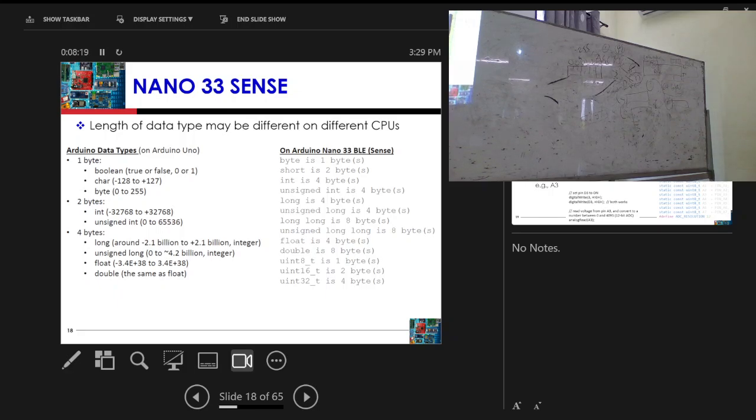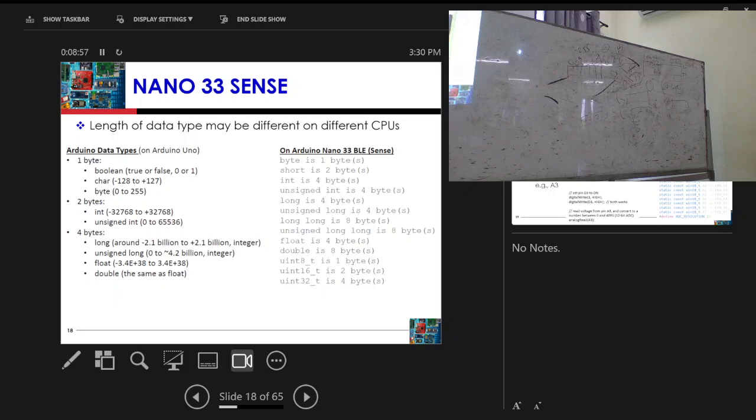But the thing is, on the Arduino Uno, an integer is 2 bytes. Have you seen it? Pay attention. But on the Arduino Nano, an integer is 4 bytes. So there are differences. On one hardware it is 2 bytes, on another it is 4 bytes. So on one it is 16 bits, on another it is 32 bits. So you have to pay attention.